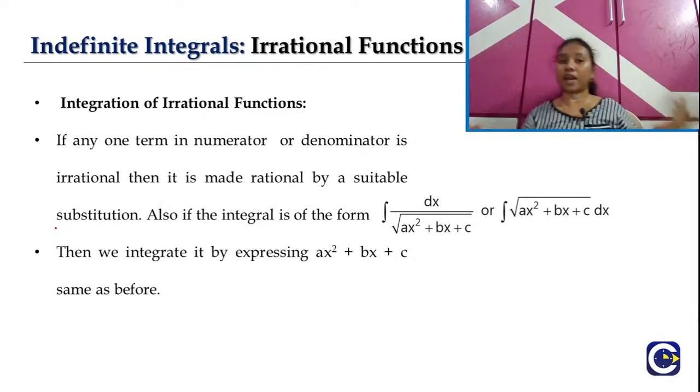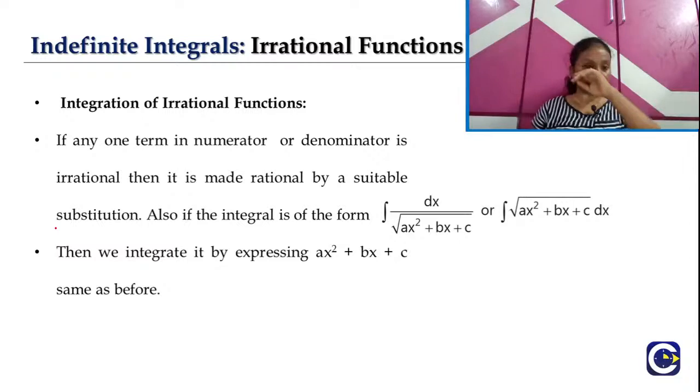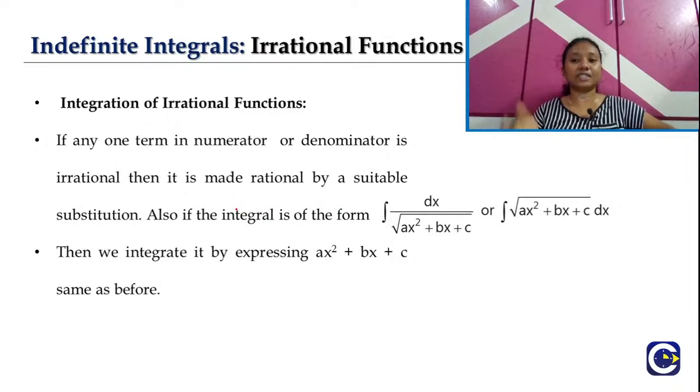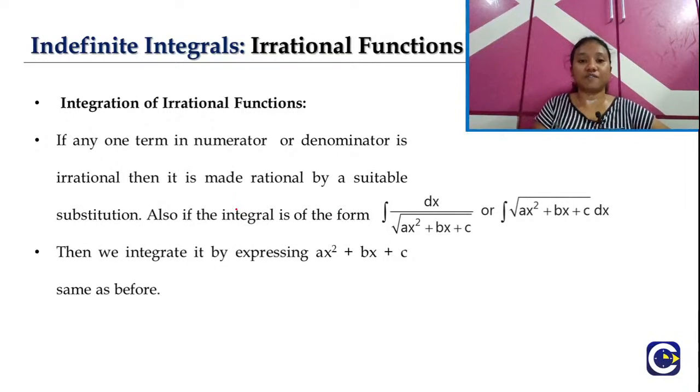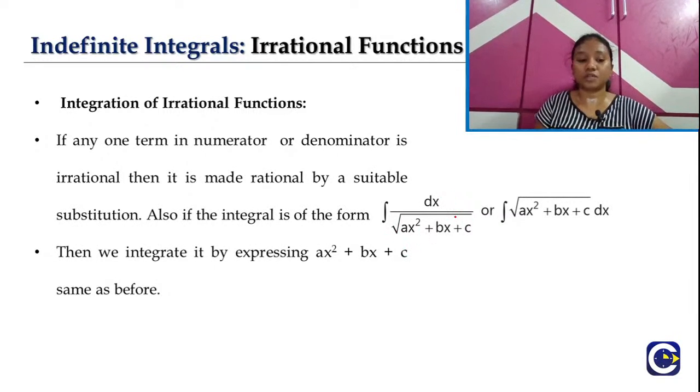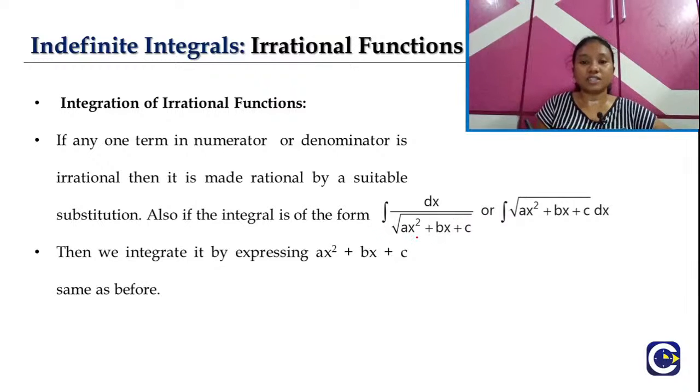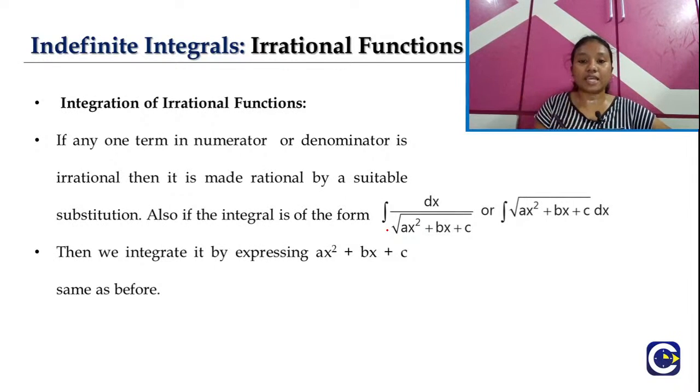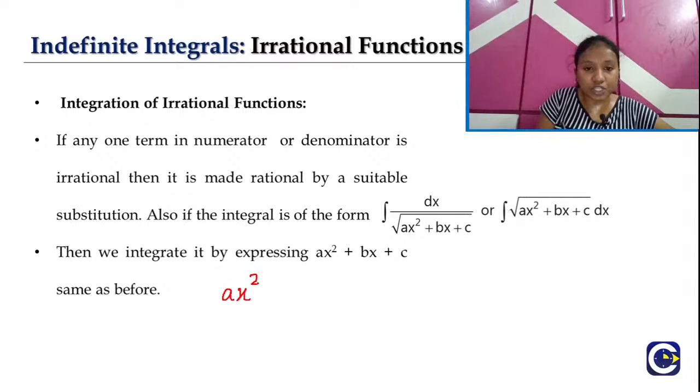Rational functions we have already covered in our previous session. So here, as I mentioned, this part of irrational functions is the same as how we have done rational functions. For irrational, we will have a square root term here. Yes or no? So how can we rewrite this? If my integral is of the form integration of dx by root over ax square plus bx plus c, I can take the expression inside the square root, ax square plus bx plus c.